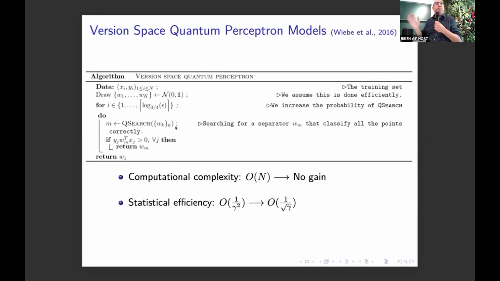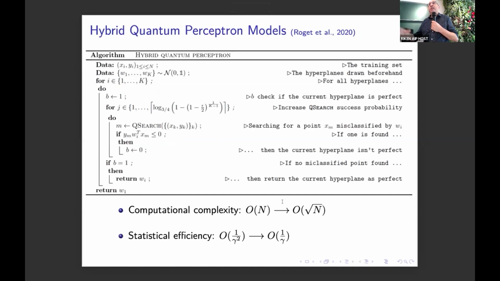As you know, in the perceptron, compared to SVM where the solution is unique, the solution is not unique. The goal is to find only one hyperplane from all the hyperplanes that can classify the data. When we apply this kind of algorithm using Grover search, the complexity will be the same. However, we can improve the statistical guarantees, the dependency over the margin, from 1 over gamma squared to 1 over square root of gamma.